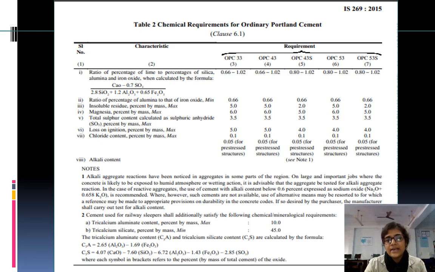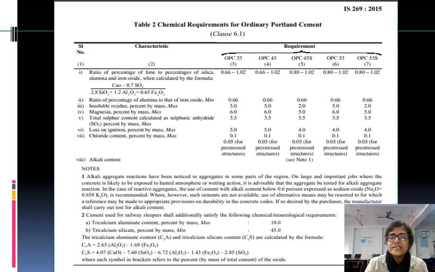Next is the slide showing the chemical requirements for ordinary Portland cement as per our IS 269:2015. Depending on the various grades, you can see OPC. OPC is ordinary Portland cement: OPC 33, OPC 43, right?